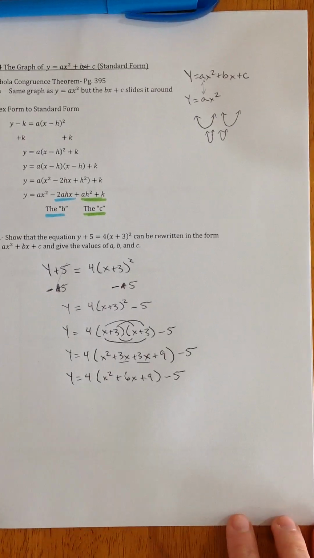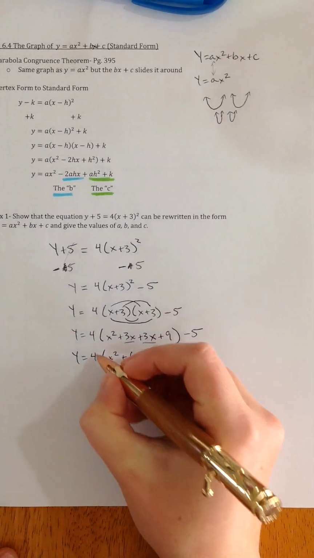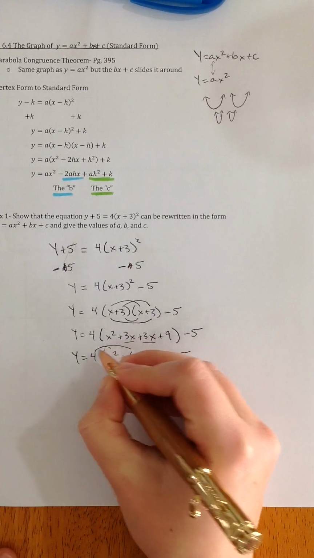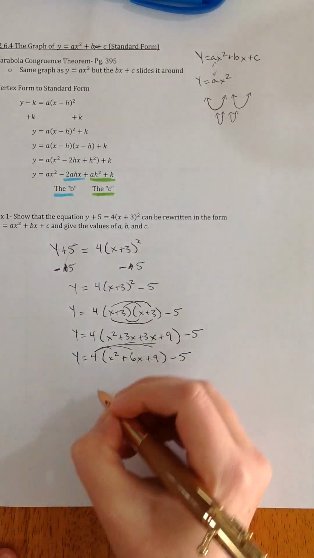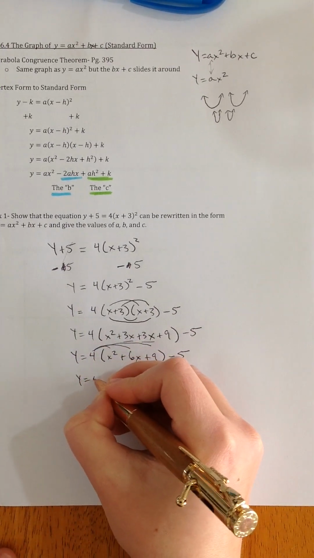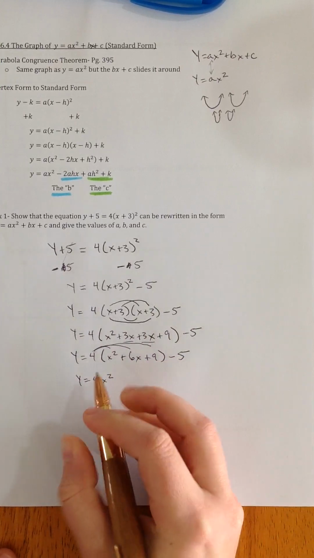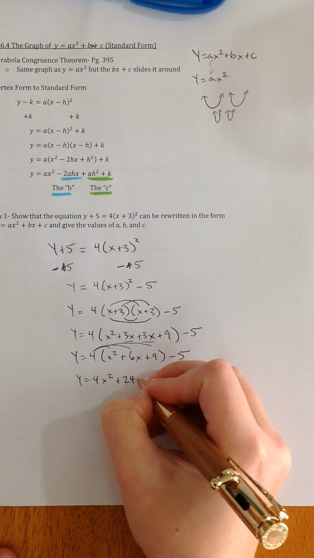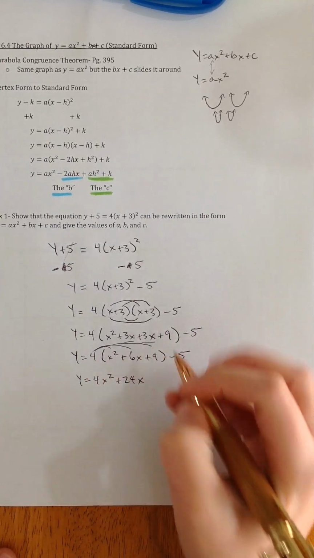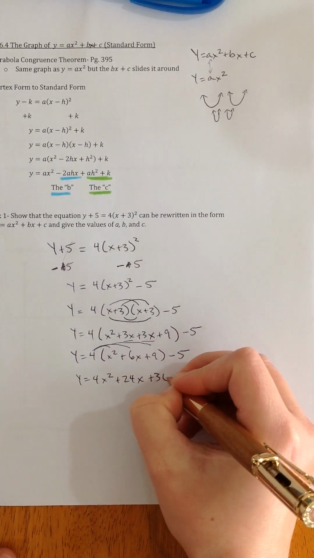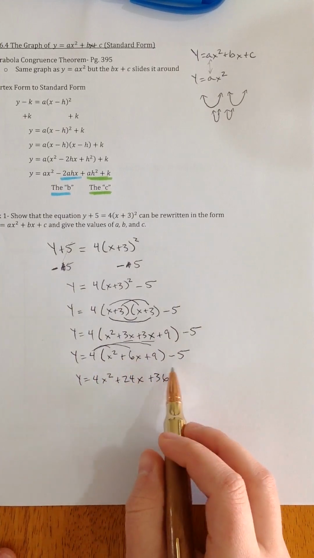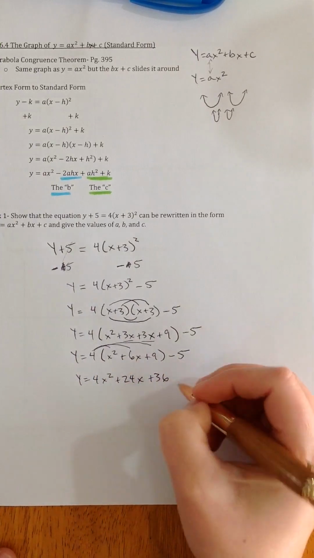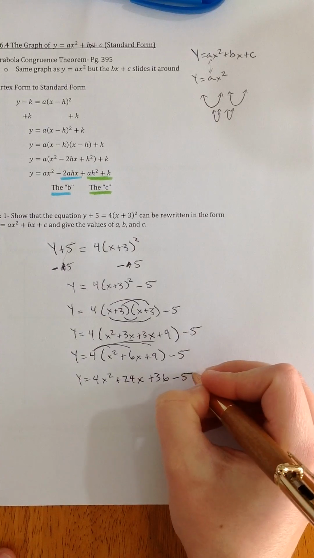Then I would probably go through and do distributive property. So I'd take the 4 times all my stuff in parentheses there. So that would be like y is equal to 4x squared. The 4 times the 6x would be 24x. And then the 4 times the 9 would be 36. And then I don't have to take the 4 times the minus 5 because it's not parentheses, so I'll just drop down that minus 5.